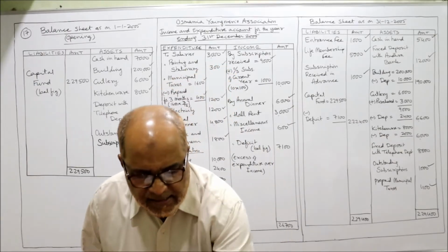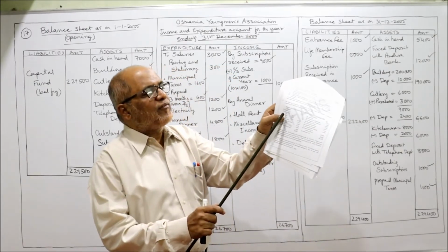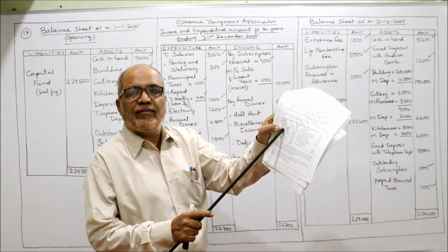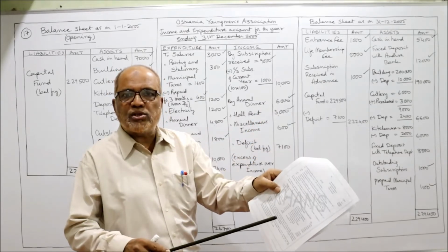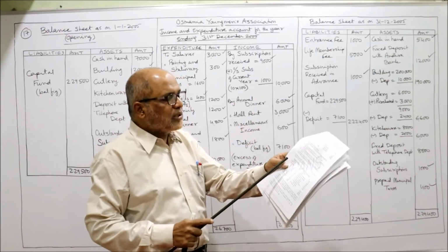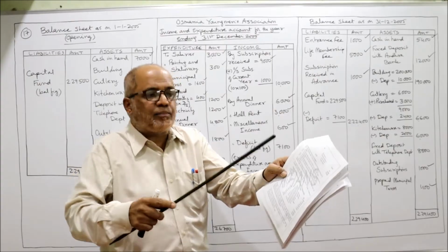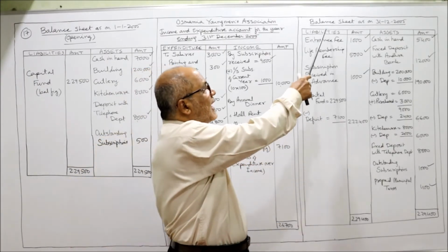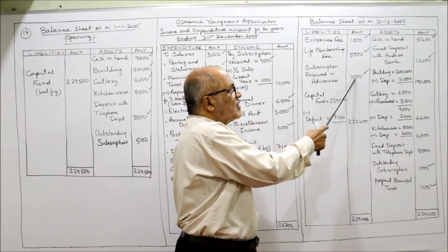Subscriptions. On the receipt side, you can see subscription for 2004 500, for 2005 9,000, for current year 2005 9,000. That 9,000 I have taken here, current year. And 2006 next year subscription 1,000, that is received in advance. That I have taken on the liability side, subscription received in advance.